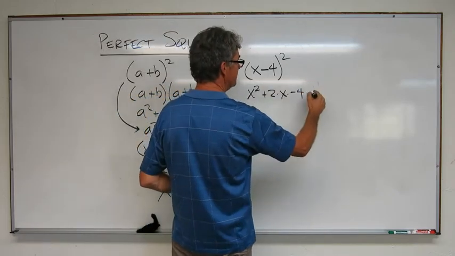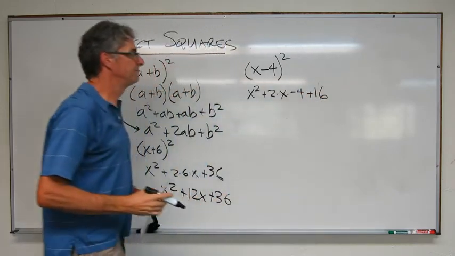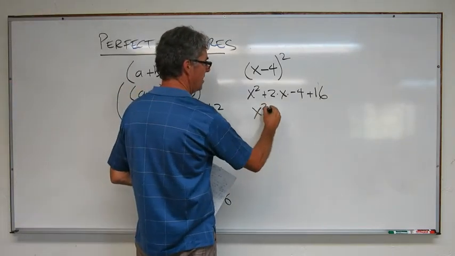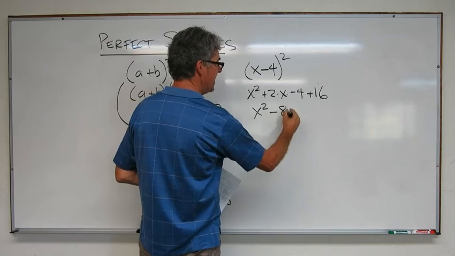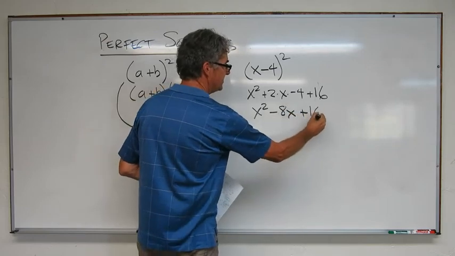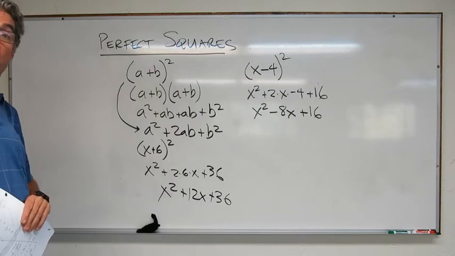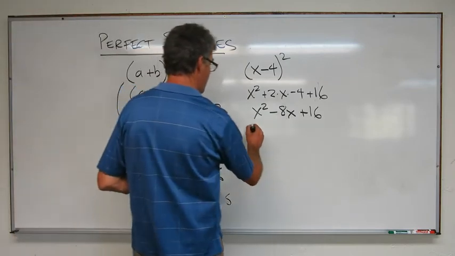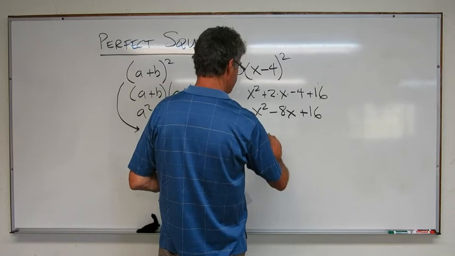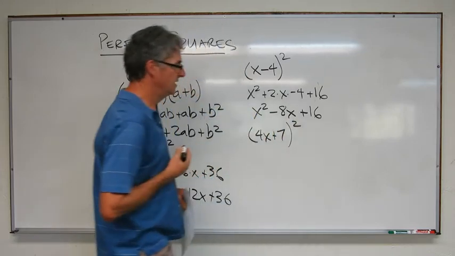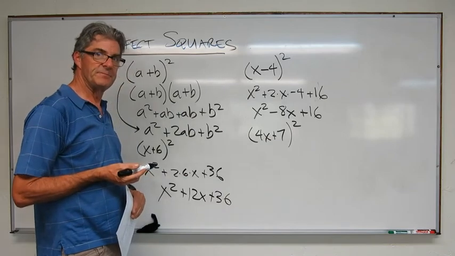this would be squared, so you'd still get 16 out there. Okay? Now we'll combine the middle step. X squared minus 8x plus 16. Okay? One more, more advanced example. Let's try 4x plus 7 squared. Pause the video, give it a try.